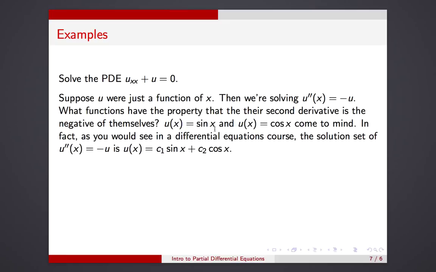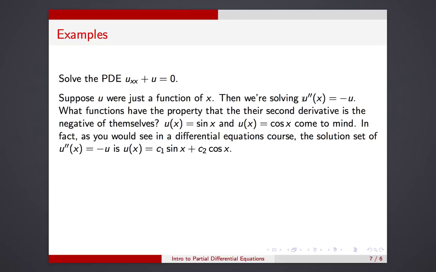So you would see this in a differential equations course. The solution set of this equation is just this. You can take any constants times sine and cosine and then add the result together. So for example, 5 sine is a solution of this. 7 cosine is a solution of this. 5 sine plus 7 cosine is a solution of this.